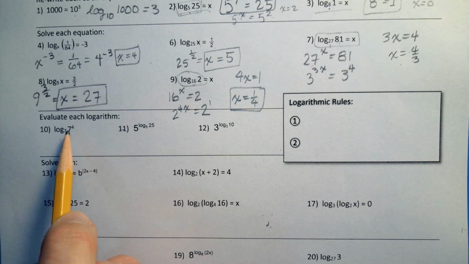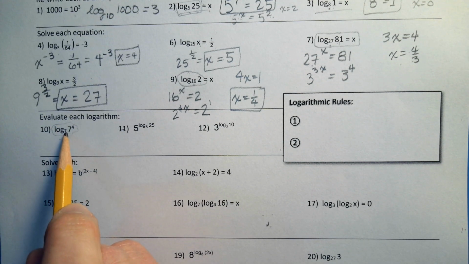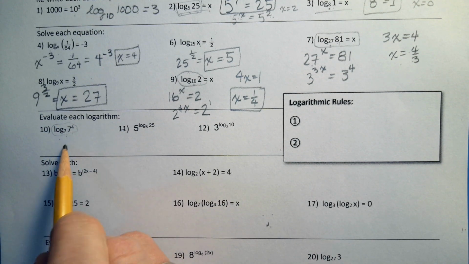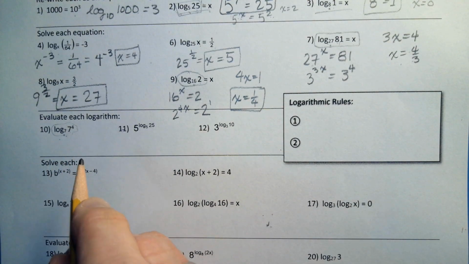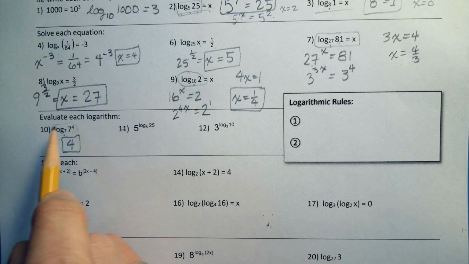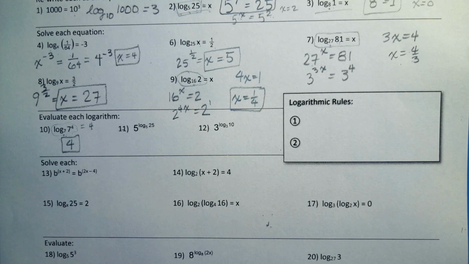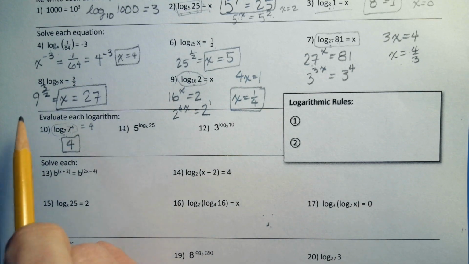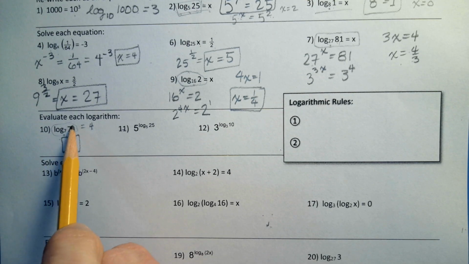Log base 7 of 7 to the 4th. Remember, this whole thing is equal to what you'd have to raise the base to make it equal to the argument. So 7 raised to what power is 7 to the 4th? I think you'd all see that that is 4. So this whole thing could be simplified to 4, because it's the power that you would raise 7 to. So 7 to the 4th equals 7 to the 4th.